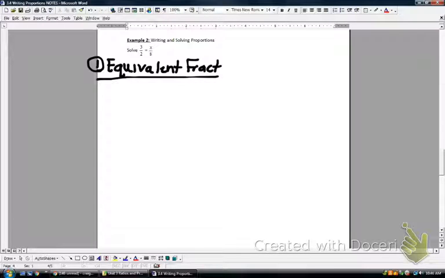So when I look at this, I know that 2 times 4 is 8, so 3 times 4... I'm going to write this bigger so I can work. So 2 times 4 is 8. What I do to the bottom, I do to the top. So 3 times 4 is 12. So x equals 12.